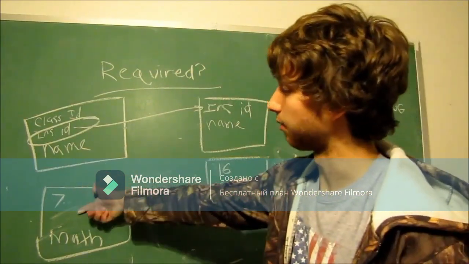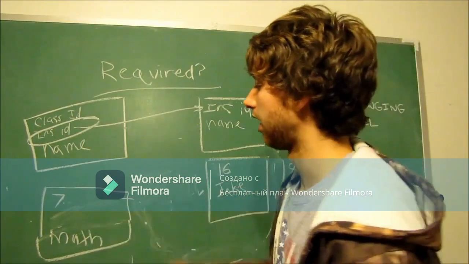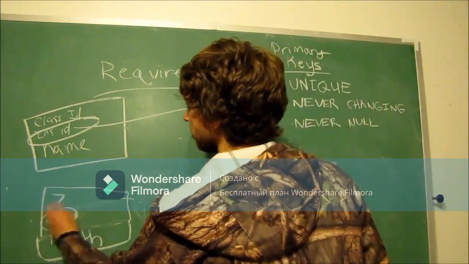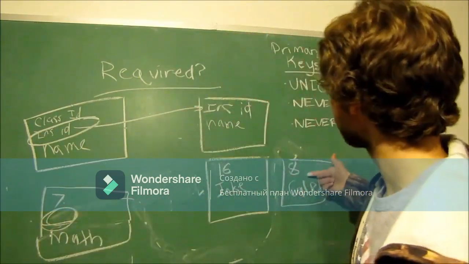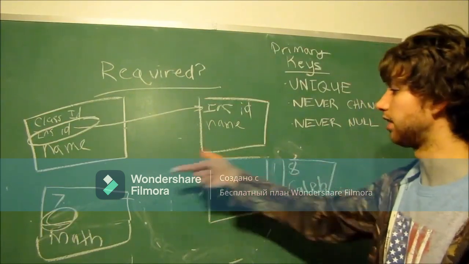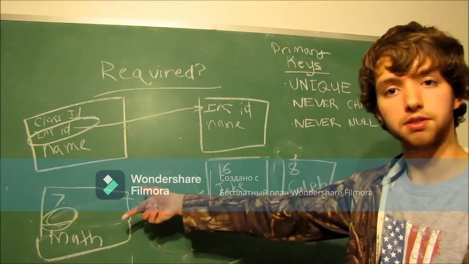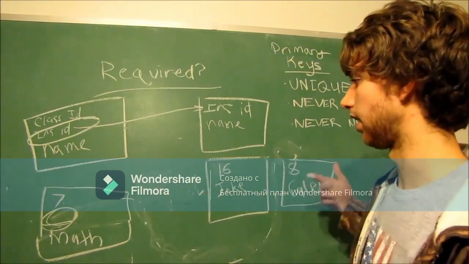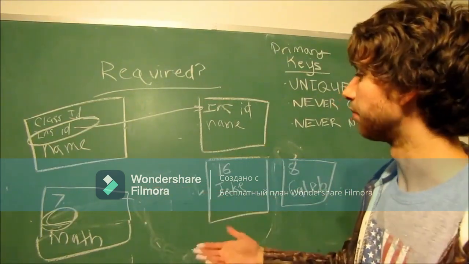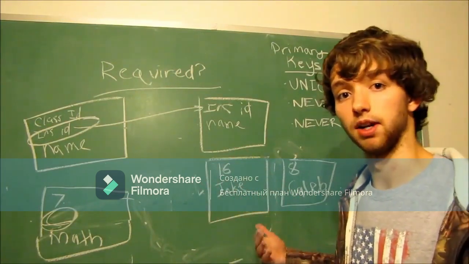Now we have a class with the ID of 7 and it's math, and the current teacher, we don't have one. And we still have this guy over here. He's not teaching that class, but he's still in the system. Jake's still in the system. The class is still in the system. That is a good example. So for this one, not null might not be the best idea.